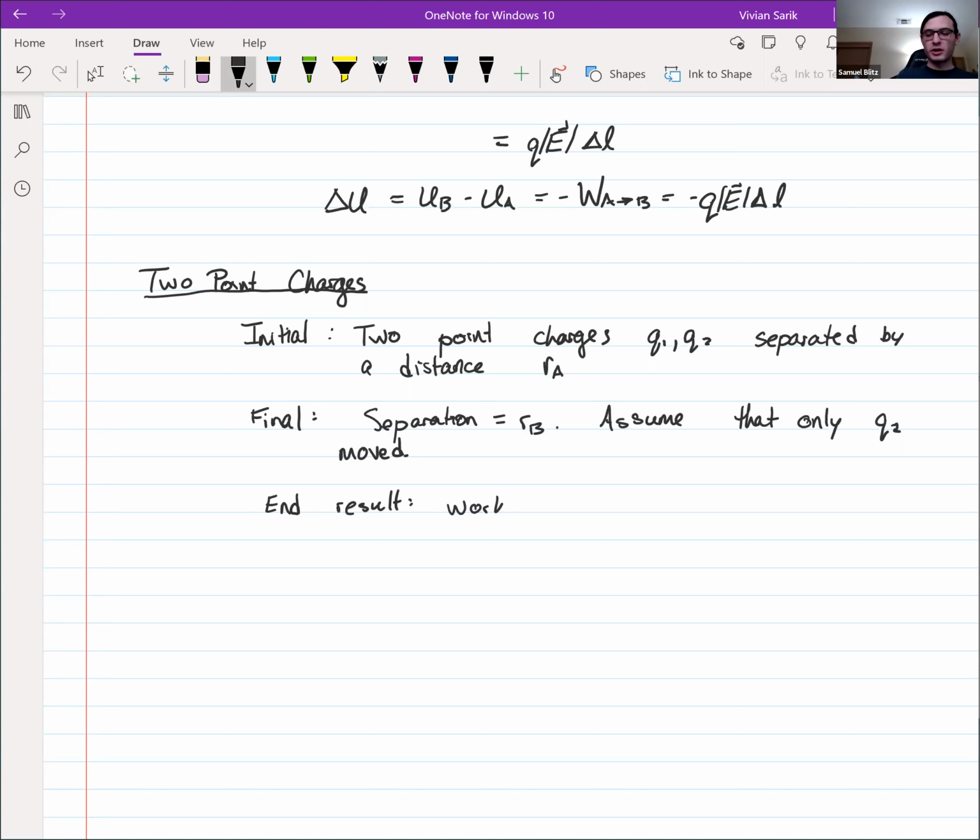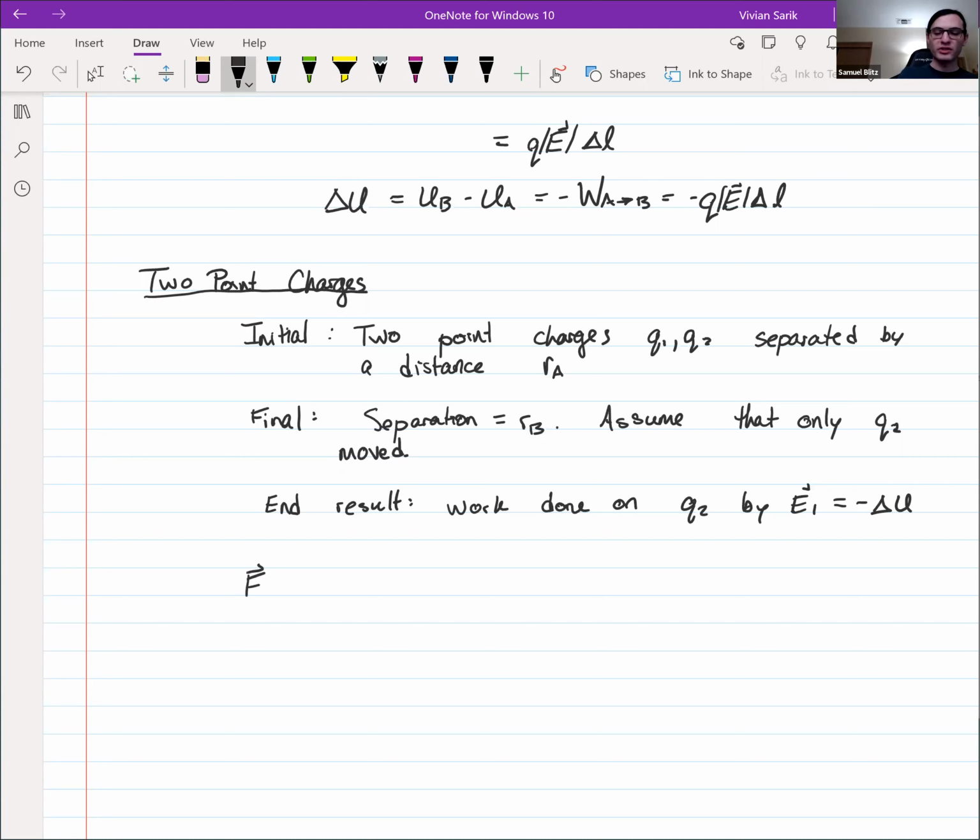The work done on Q2 by the electric field from the first charge would be equal to the negative change of the potential energy of that system. Because if we assume that Q1 doesn't move, then the work done on Q1 is 0. So the change in potential energy is just given by the work done on Q2.